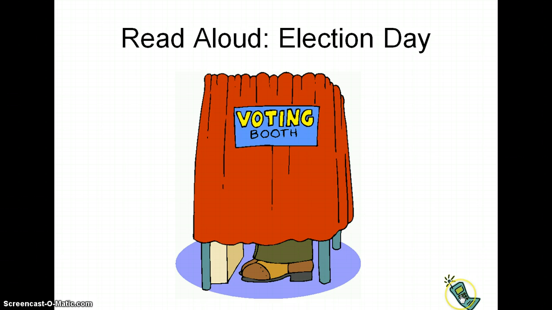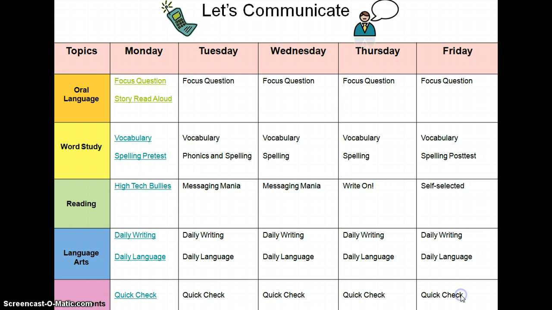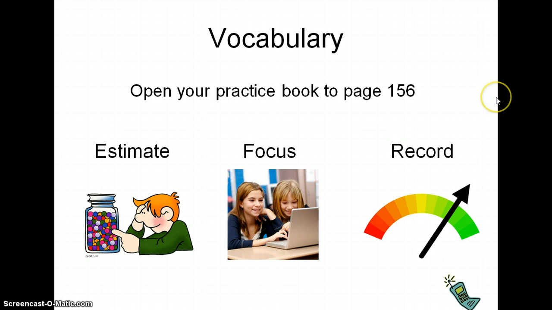Okay, so after I read aloud Election Day, the next thing we're going to move into is our word study. So we'll start with vocabulary. And here I have instructions for the students. In this case, they're going to open to page 156. And the three words we're going to focus on are estimate, focus, and record.